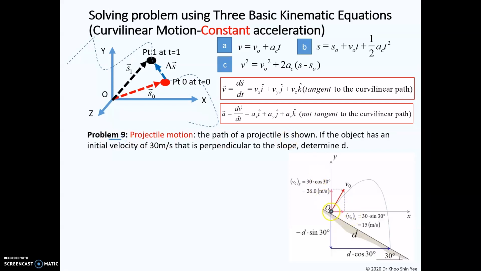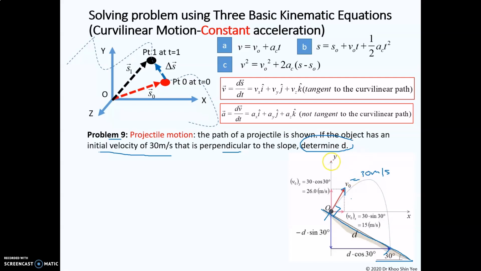So you see the path of the projectile is given here, and the object has an initial velocity of 30 meters per second. Means that the ball is thrown in this direction at 30 meters per second. The direction of the velocity is perpendicular to the slope. So this is the slope, and you have 30 degrees. So over here 90 degrees, you throw the ball. So this is your initial velocity. And we want to find the distance d, which is located from here to here.